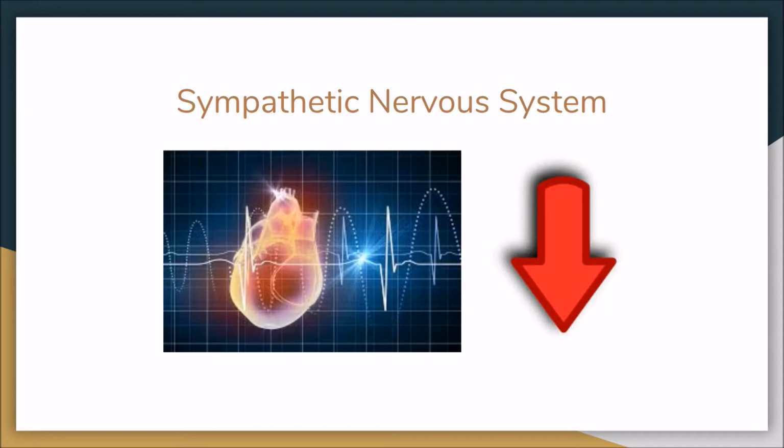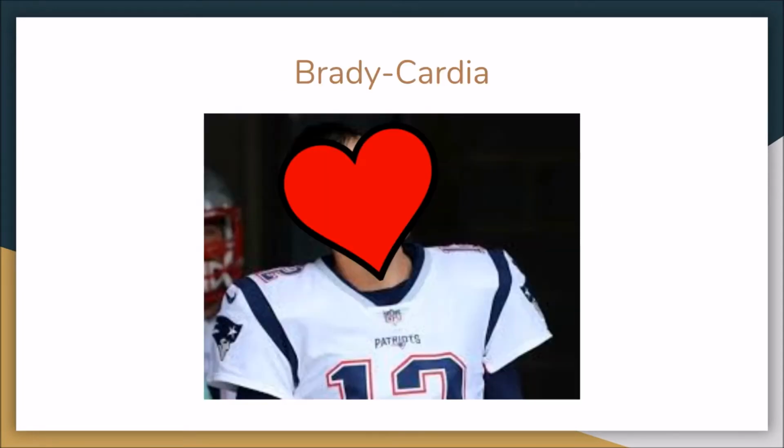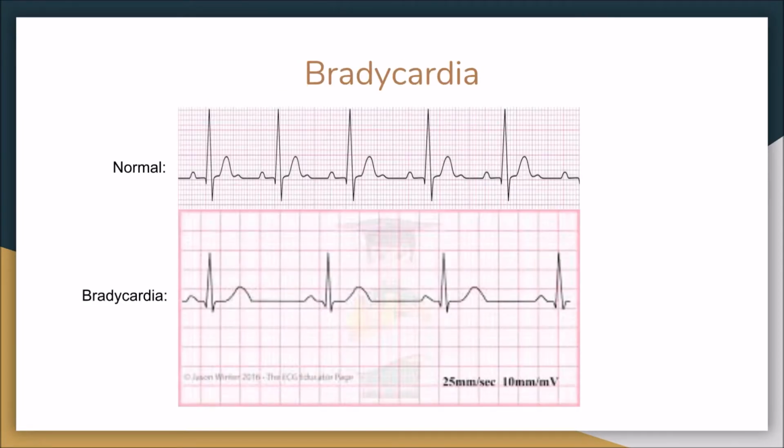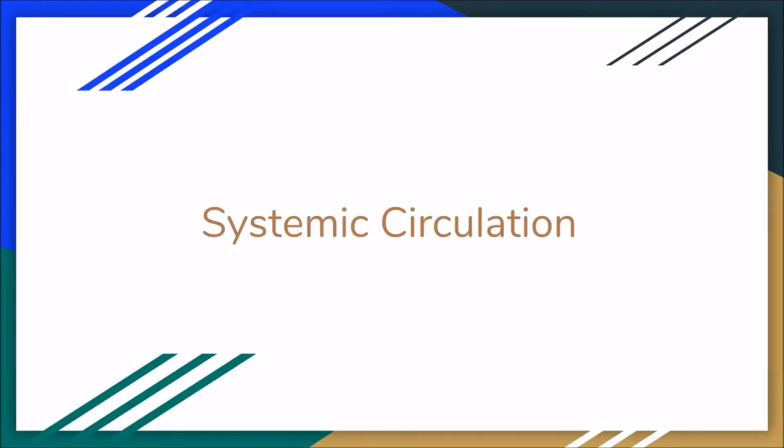This may result in a condition called bradycardia. Bradycardia is when the heart beats slower than normal in one or both chambers. It can be detected on an EKG when the cardiac cycle is too far spread out.